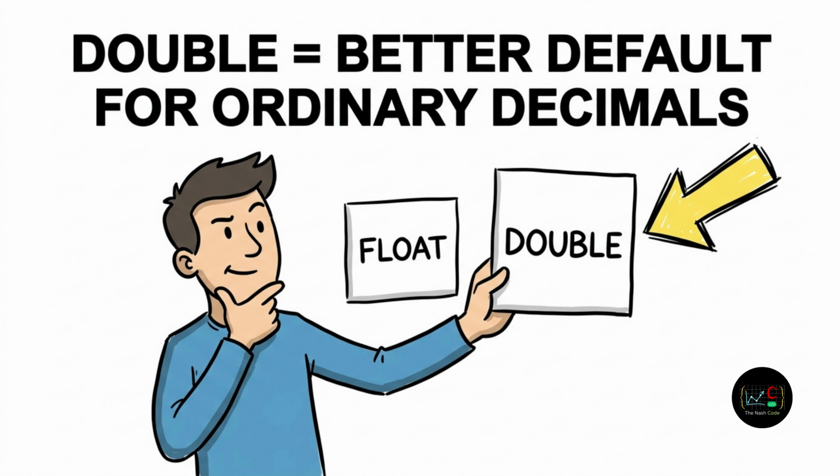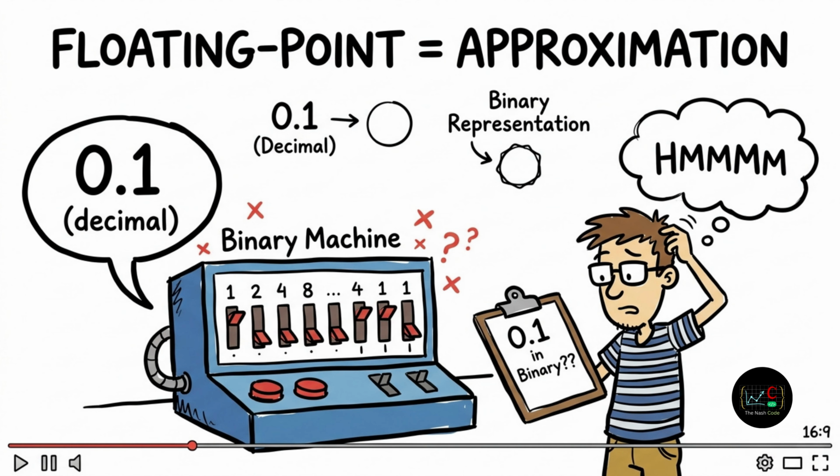In general, double is the better default when you need ordinary decimal calculations and do not specifically need float. Remember, floating point numbers are approximations. Values such as 0.1 cannot always be represented exactly in binary.